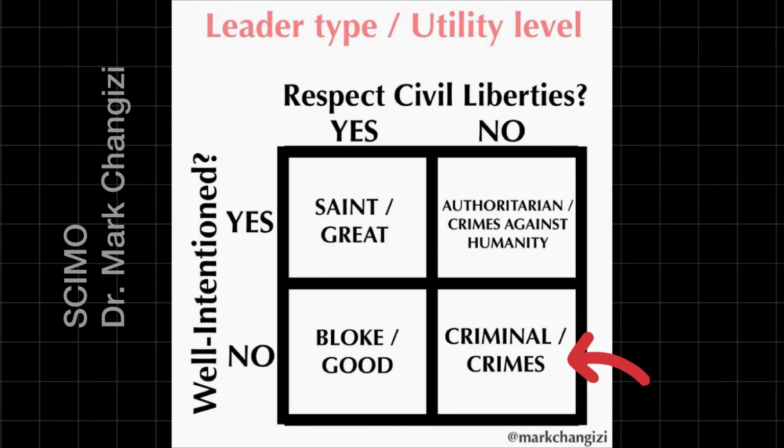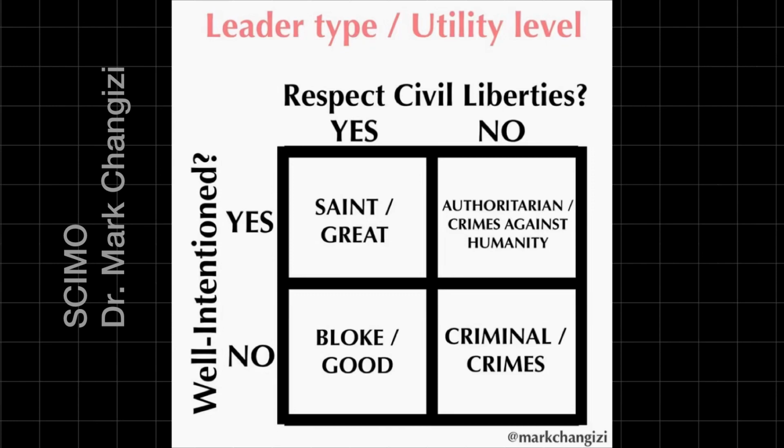Let's start with criminal. Let's begin with a typical everyday criminal like a thief, a murderer, or a rapist. They're not well-intentioned and so end up in the second row. And also, they don't respect civil liberties, and so they fall in the right column. They're obviously a net bad to society.